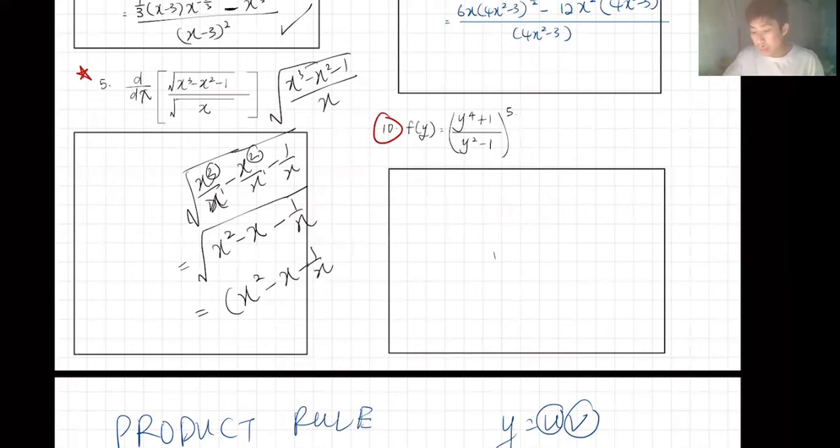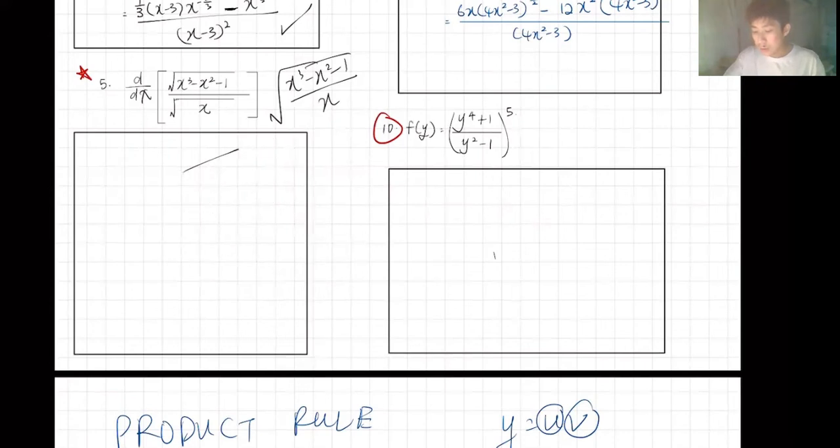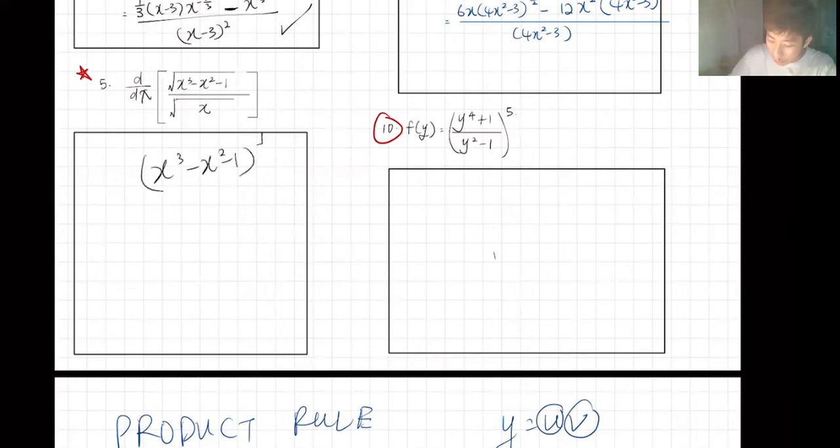Or if you don't want to do all this mess, what you can actually do is straight away use quotient rule. Basically, the top is x, bottom is x. So top I change it to x cubed minus x squared minus 1 to the power of half. Bottom I change it to x to the power of half. Why is it half? Because square root can change it to the power of half. You must memorize it. So I can change it to this. I just convert it to half, and then I use quotient rule.